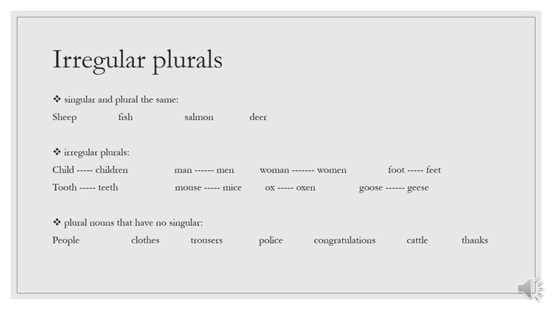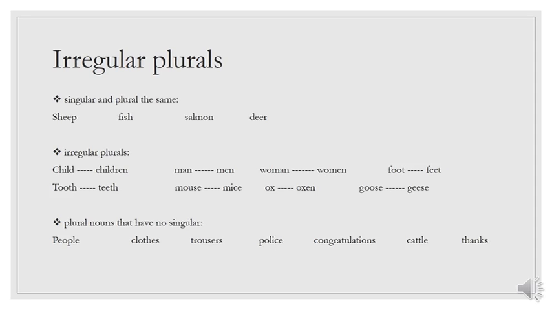Woman, women. Foot, feet. Tooth, teeth. Mouse will be mice. And ox will be oxen. For goose, it will be geese. That's the other type of irregularities.